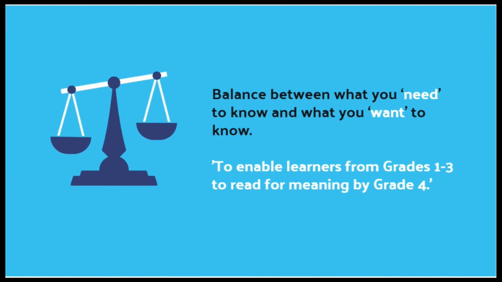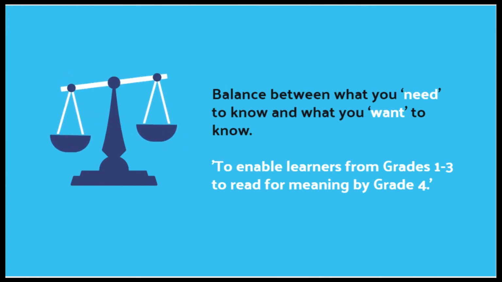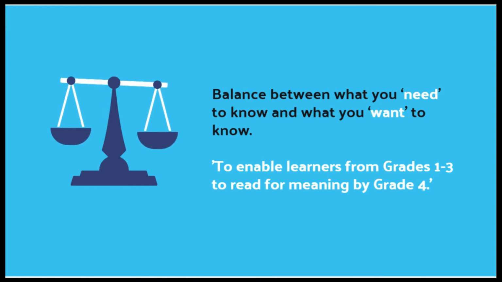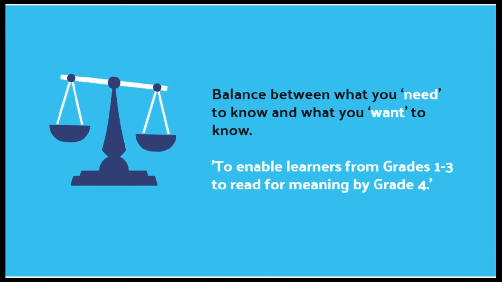But if your result is to enable learners from grades 1 to 3 to read for meaning by grade 4, you don't need to know the reading pace. It would be more beneficial to know the expected grade level and the number of learners who meet that level. Keep it simple and try to have one indicator per output if possible.